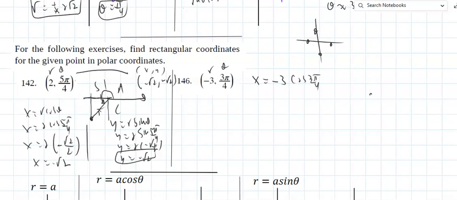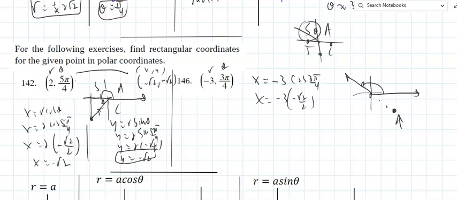Now let me show you where that point is, just to match. 3 pi over 4 is right there. Since r is negative, that's the location I'm trying to find. Well, x equals negative 3 radical 2 over 2. And 3 pi over 4 is right there. All students take, so cosine is negative. That turns out to be positive 3 radical 2 over 2. Okay, very good. So this is r and theta.